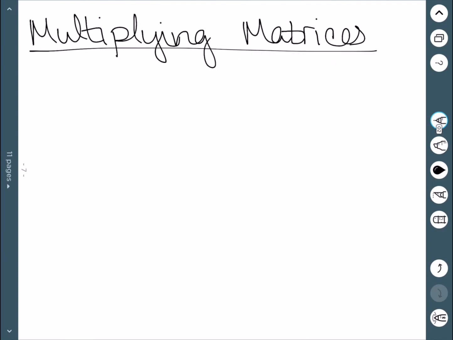This seems very tedious, so we do have a second method of multiplying matrices, which essentially does the same thing, but it kind of makes it all combined into one single step.